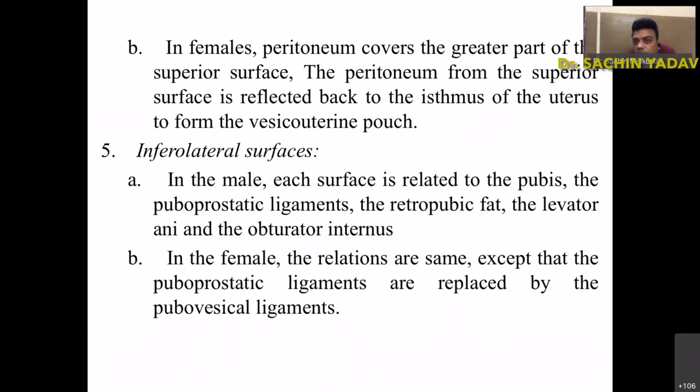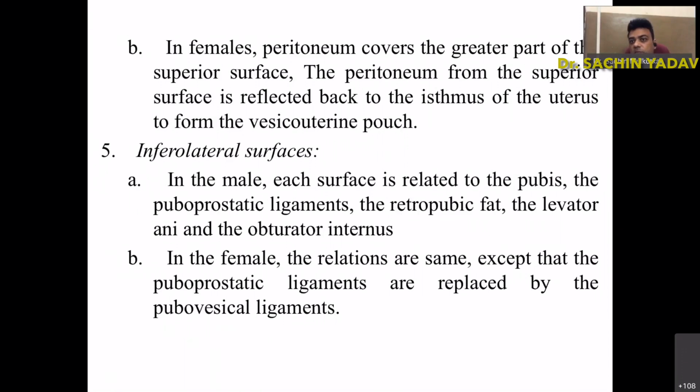And in female, the upper surface, the peritoneum covers the greater part of the superior surface except the posterior aspect. So peritoneum from the superior surface is reflected back to the isthmus of the uterus to form the vesico-uterine pouch. The space of the peritoneal cavity between the uterus and the bladder is known as the vesico-uterine pouch. Fine. Now the infralateral surfaces.